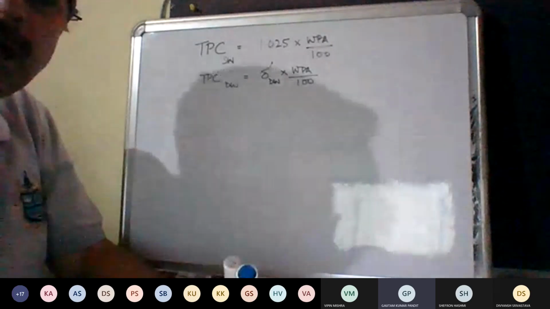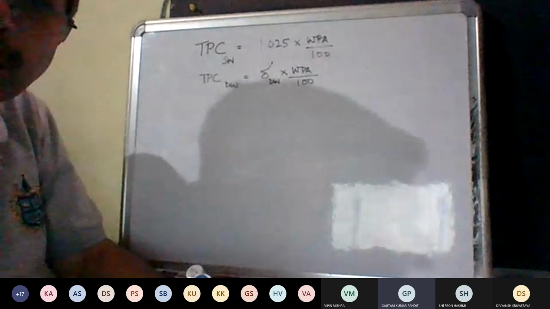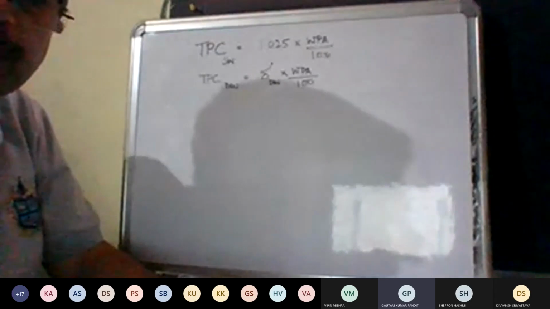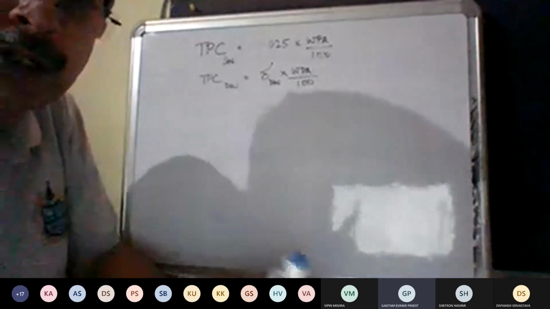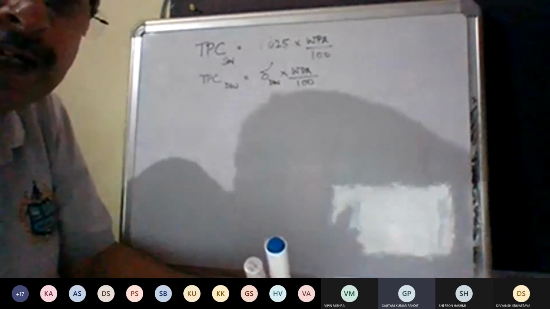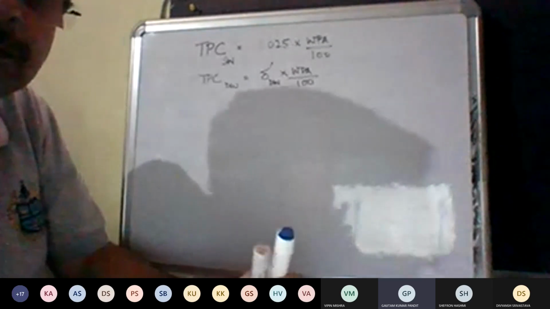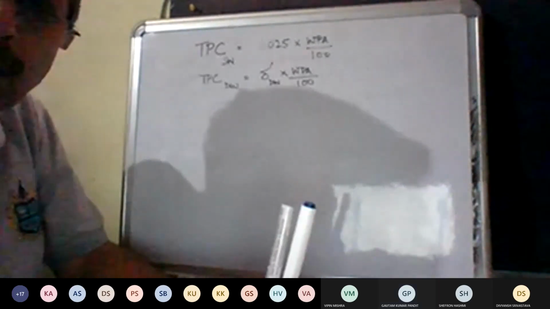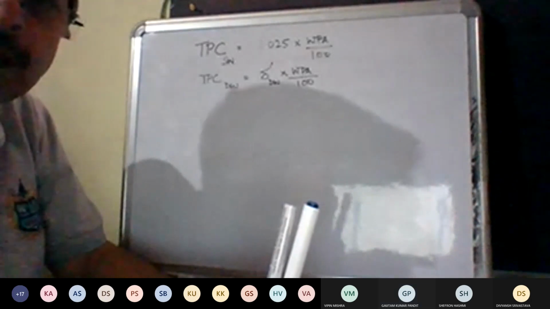TPC is given in the hydrostatic particulars. In the stability booklet, in the hydrostatic particulars, like the Hinge ship's hydrostatic particulars, you will locate it on page number 7. You will find it. That is called TPC.